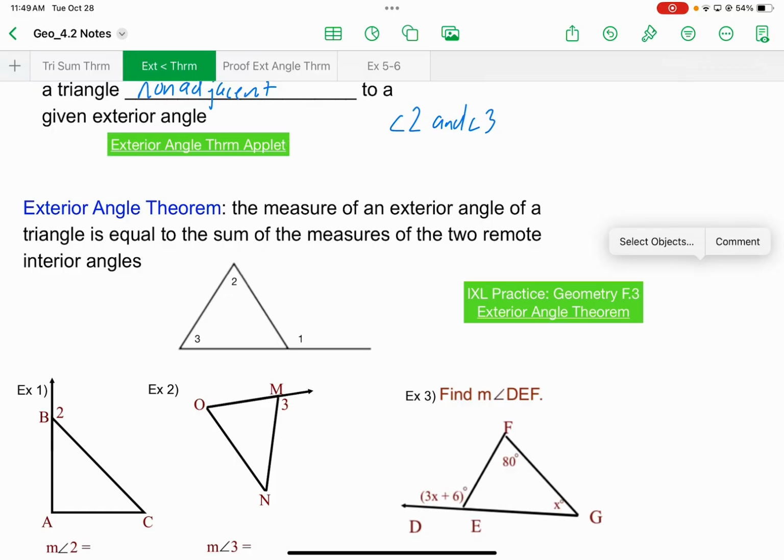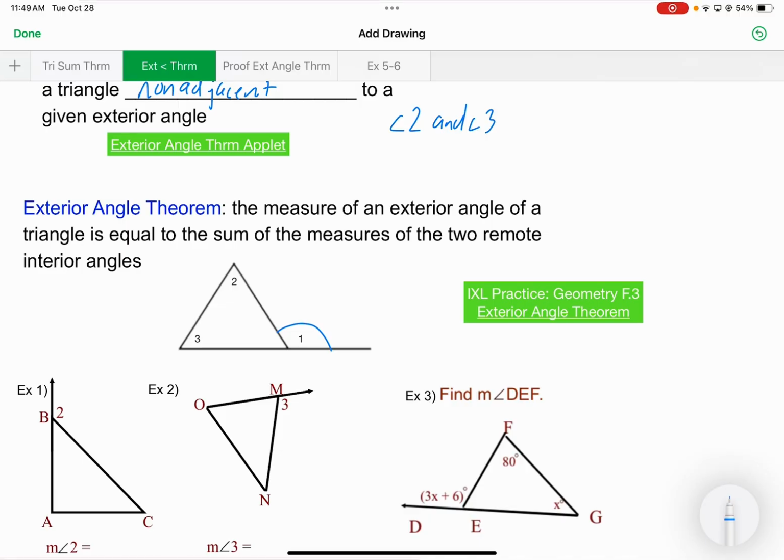So the measure of an exterior angle of a triangle is equal to the sum of the measures of the two remote interior angles. Okay? So in this picture, my exterior angle would be angle 1. My remote interior angles would be angle 2 and angle 3 because they're not connected. So we could say that the measure of angle 1 is equal to the measure of angle 2 plus the measure of angle 3.